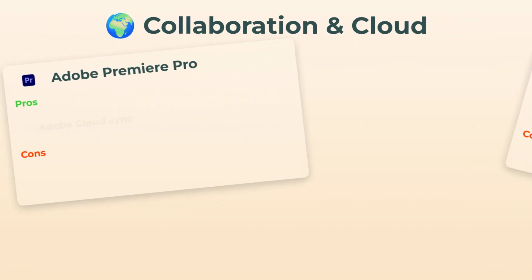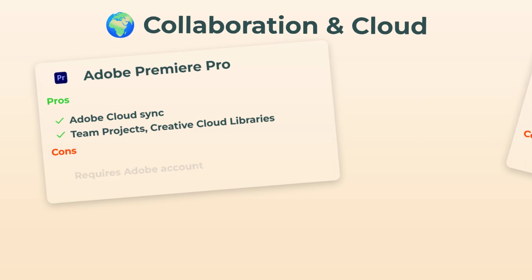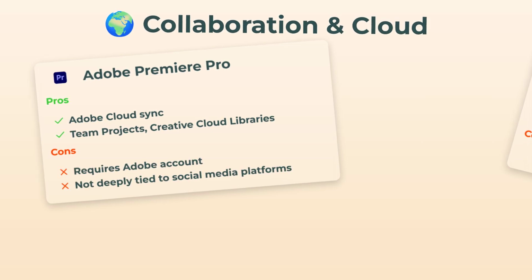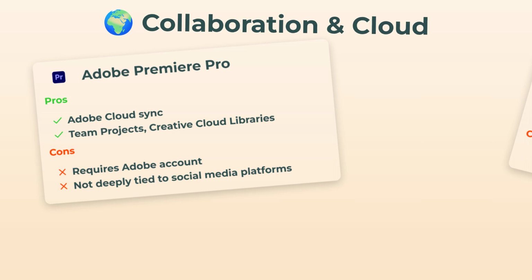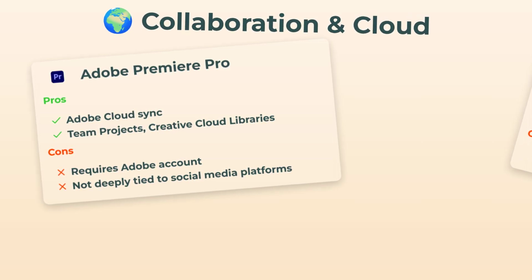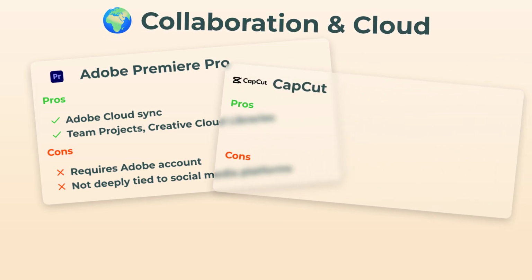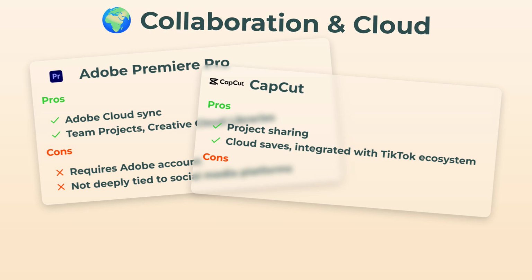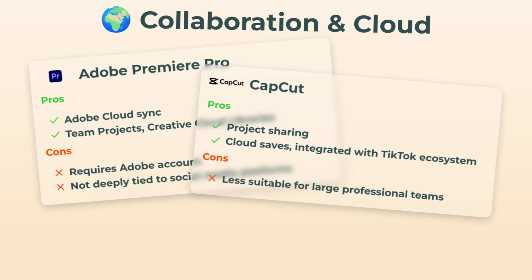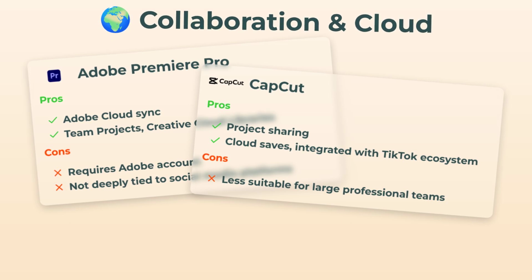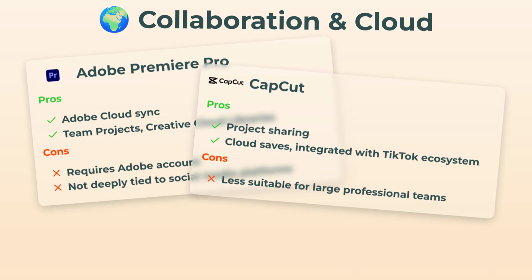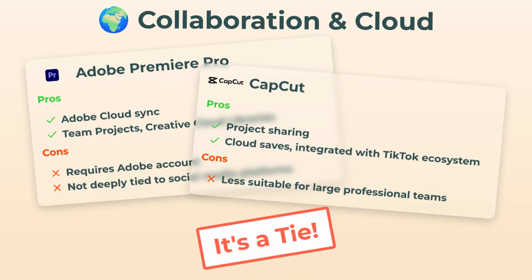On to collaboration and cloud. Premiere Pro lets you sync projects with Adobe Cloud, work with team libraries, and manage big creative collaborations. Downside, you'll need an Adobe account, and it's not exactly built with social media in mind. On the other hand, CapCut makes sharing projects pretty seamless, even integrates with TikTok, saves to the cloud, super handy. Not quite as pro for big teams, but great for solo creators. Honestly, I'd say they're about even here.